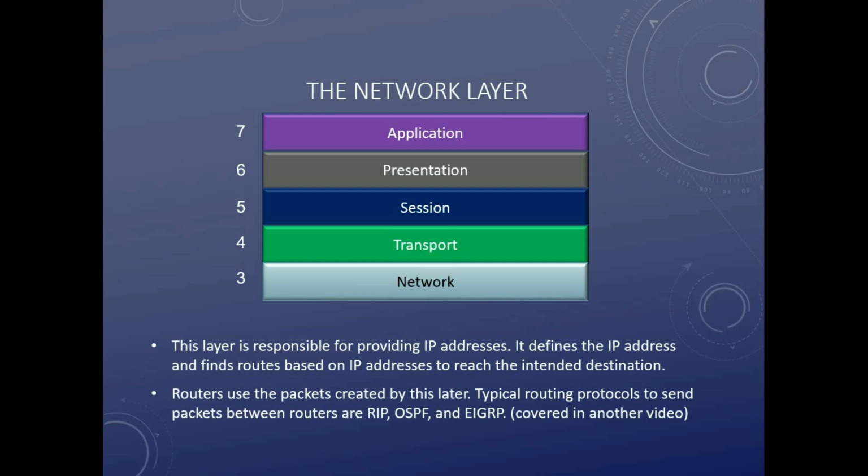Now, routers use the packets created by this layer. Routers work at this layer. And there's routing protocols, RIP, OSPF, EIGRP. There's going to be another video on understanding the difference between the three main ones, RIP and RIP v2, OSPF and EIGRP. We'll have a completely different video on that and understand that because that's a big thing in Net+. But routers work at the network layer, at layer 3.